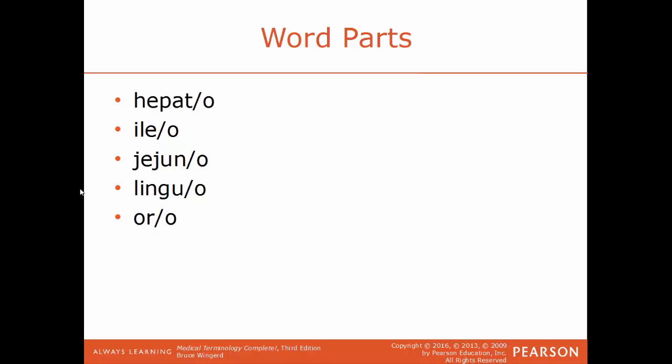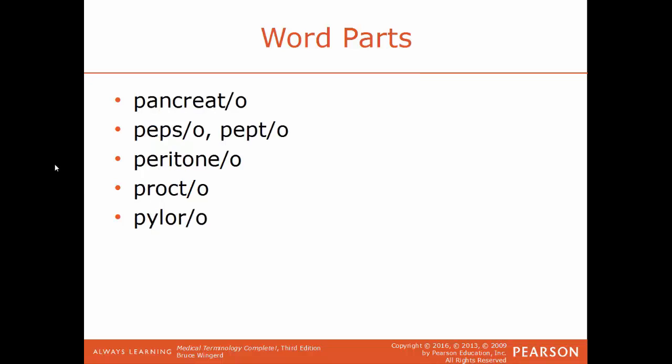Jejuno is a reference to the jejunum, which is the second section of the small intestine. Linguo, also a reference to the tongue. And oro is a reference to the mouth. Pancreato is a reference to the pancreas. Pepso or pepto is a reference to digestion in general. Peritoneo is a reference to the peritoneum. Procto is a reference to the rectum and the anus. And pyloro is a reference to the pylorus or the pyloric sphincter.